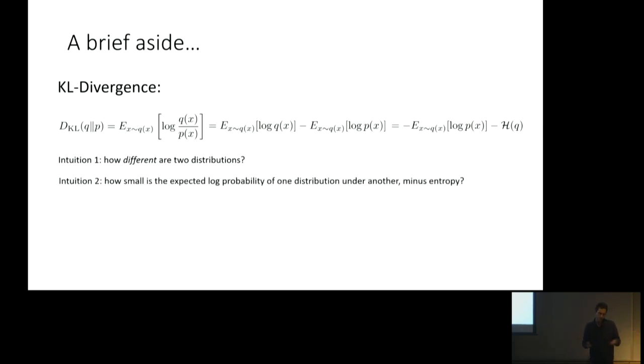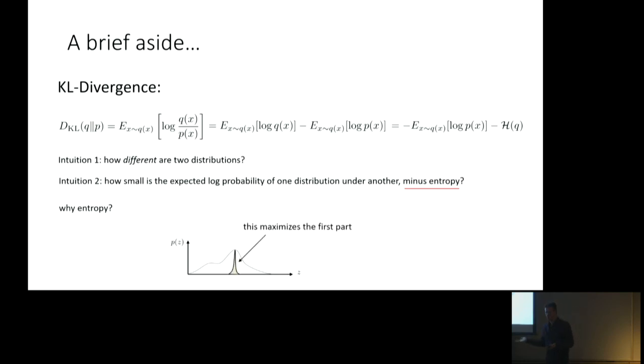And then the other intuition is that it's how small is the expected log probability of one distribution under the other minus its entropy. And that minus entropy is what makes you actually match the whole distribution. So just like before, we saw that if we just have a term like this, so let's say we're minimizing, so that means that we're maximizing the positive one, we pick a mode. But if we also try to maximize entropy, then we try to make that as wide as possible, which tries to match more of the distribution. So the entropy term is what makes you not go from picking a mode to actually matching the whole distribution as closely as you can.